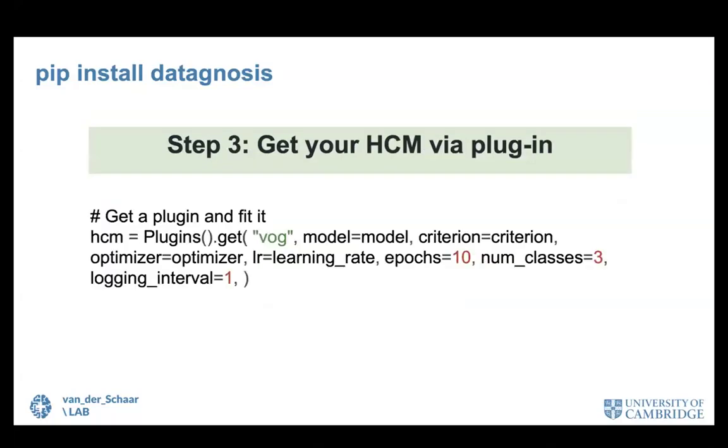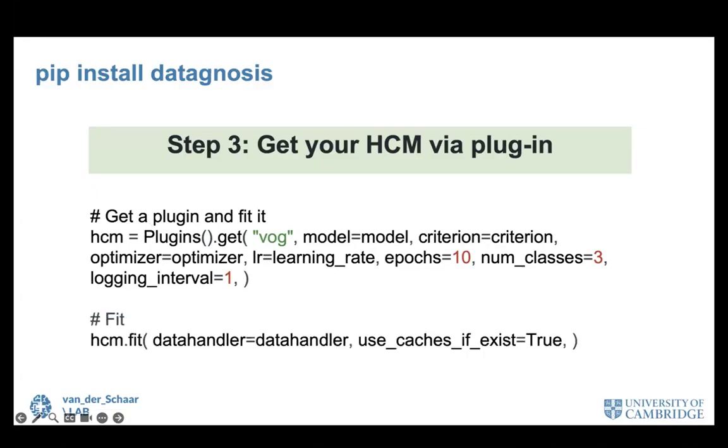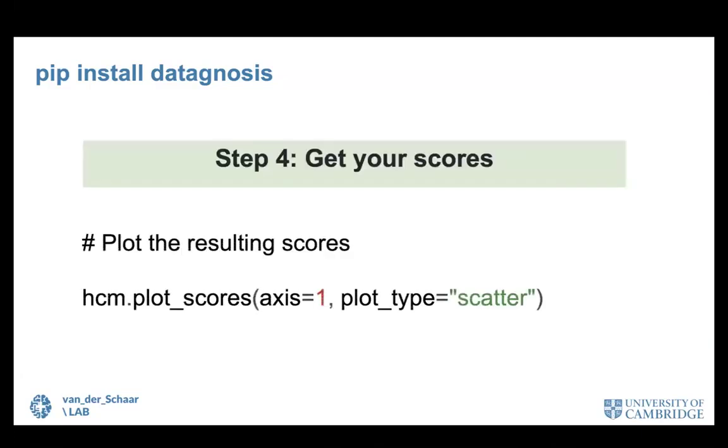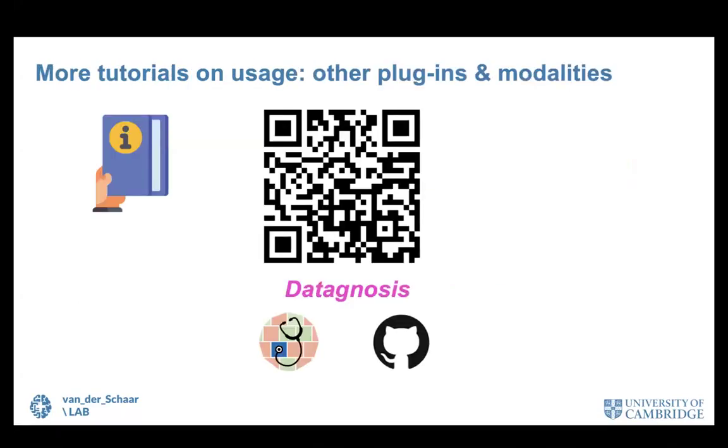And then you get your hardness characterization method. So, for example, say you want variance of the gradients: you pass in your model and your criteria, and then you call fit along with your data handler. What this does is it trains the model, captures the training dynamics, and then applies all of the different criteria. At the end, you can get your scores to say these are the easy examples, these are the ambiguous examples, these are the hard examples. And then somebody can go take a decision on what they want to do with these samples with respect to model training.